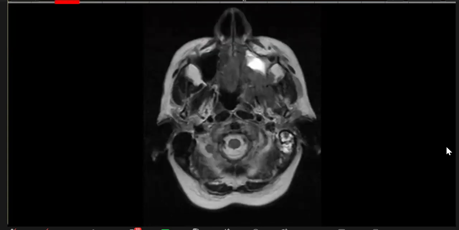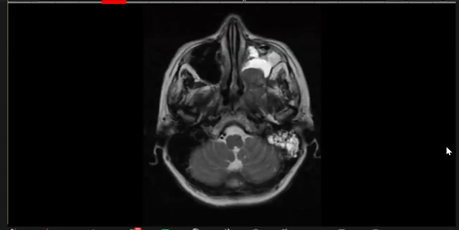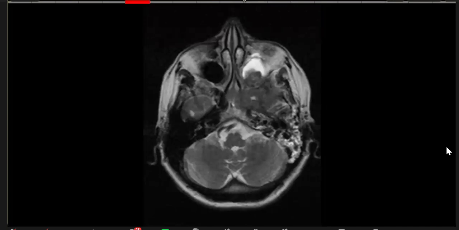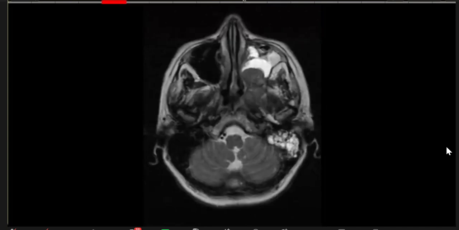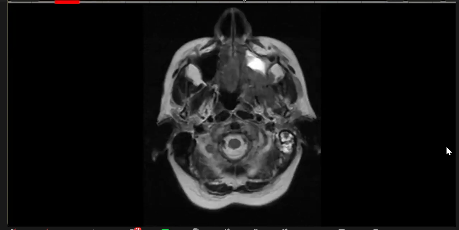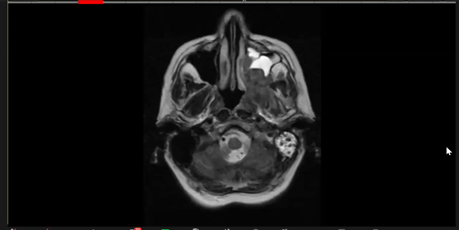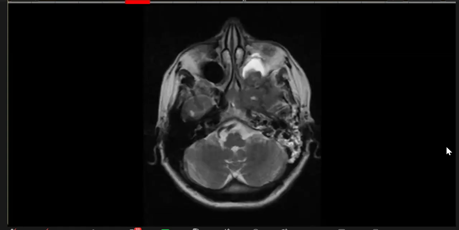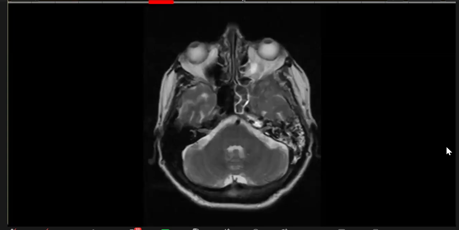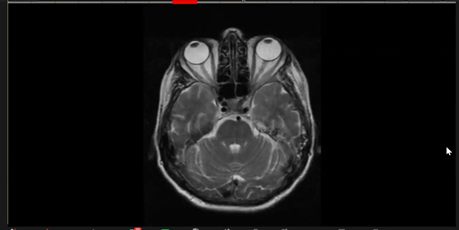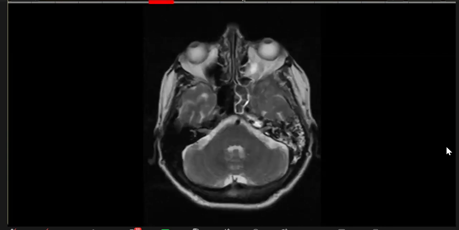Sir, I am provided with axial T2 weighted MR images, in which there is opacification, or T2 weighted hyperintense signal, noted in the left-sided mastoid air cells, and complete opacification of the mastoid air cells is noted. Multiple T2 weighted hypointense areas are also noted in the region, and there is erosion of the middle cranial fossa.